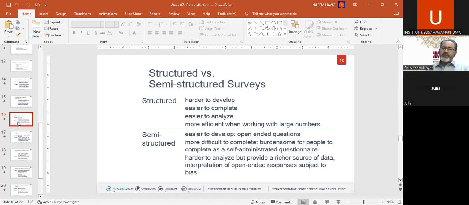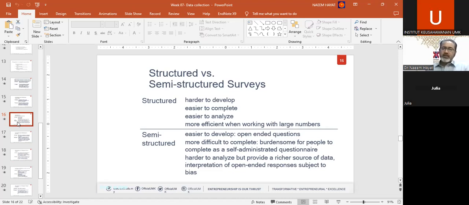Many people find it difficult to write or to narrate themselves. So that's why it becomes an issue. It becomes harder to analyze because there are no numbers, there are narratives. But on the other hand, it provides a rich source. Interpretation of open-ended responses is subject to bias because they narrate themselves and it's up to the researcher how they understand the narration provided.